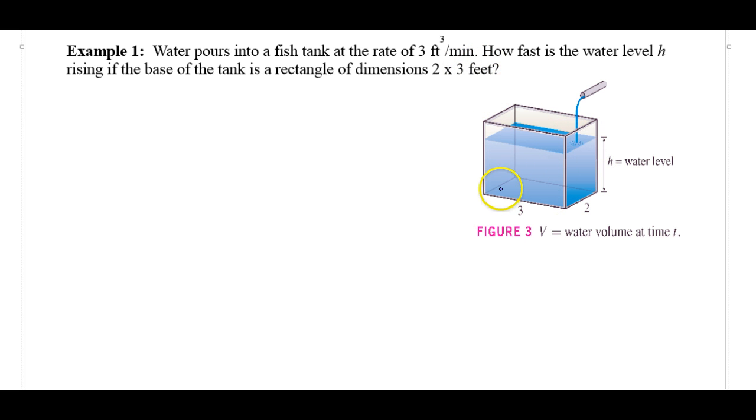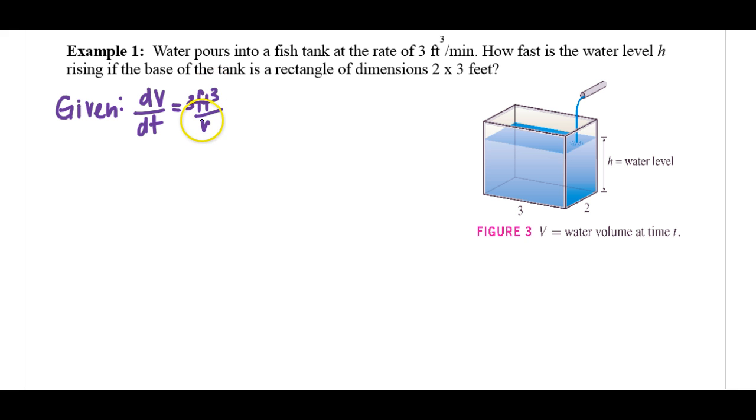Here's the fish tank. And the base, we're told, has dimensions 2 feet by 3 feet. And we're given that water pours into the fish tank at a rate of 3 feet cubed per minute. So what we've been given here is dV/dt, the rate of change of the volume. Even though we weren't told the word volume, we would have to recognize that based on the units: feet cubed per minute. So the rate of change is 3 feet cubed per minute. And we want to know how fast the water level, H, is rising. So we want dH/dt, the rate of change. So this is what we're interested in finding.